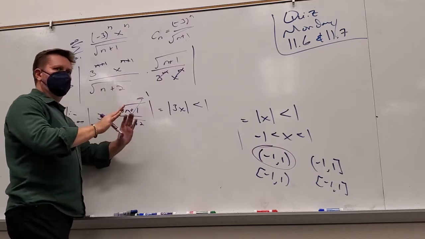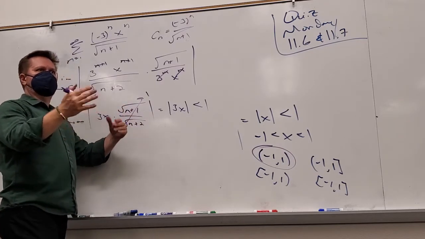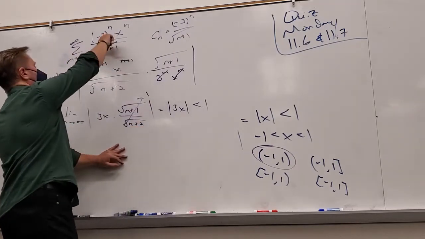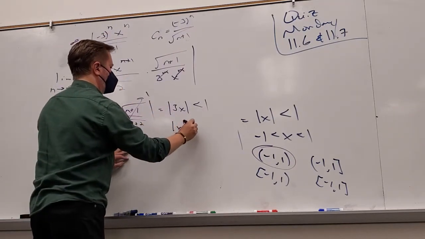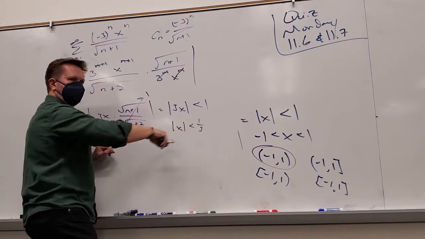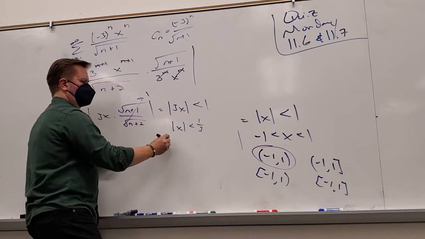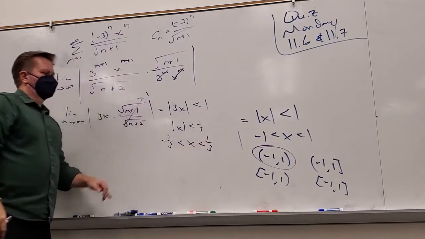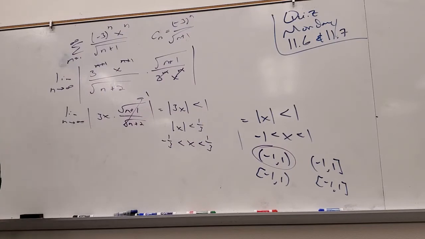So this is a little more interesting. This is a result that's not like geometric, right? It's got a little bit of a modifier on it. So now x can be less than 1/3. So what's the actual range? Negative 1/3 and 1/3. Now we have to check the endpoints. Exactly.